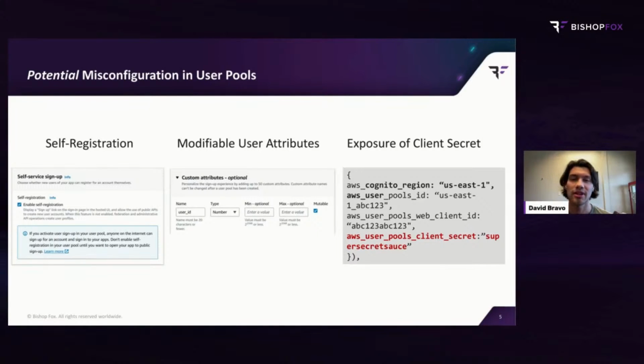Next is the modifiable user attributes. So user attributes is a functionality in AWS Cognito for user pools. And a user pool, you can think of like the set of users in your application, kind of like what you might have in the user table in your Postgres database.